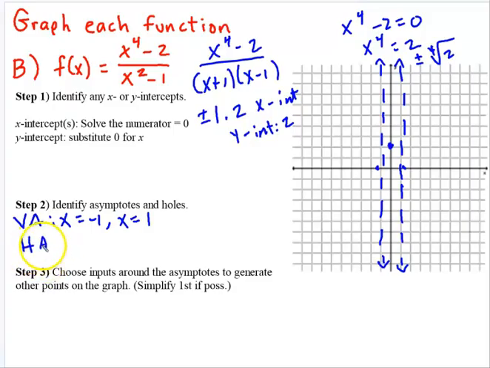Do we have a horizontal asymptote? Let's compare the degrees. The top degree is 4, bottom degree is 2. Since the top is bigger, we don't have to worry about a horizontal. Do we have an oblique asymptote? No, to have an oblique, it would just have to be 1 more degree. So we don't have to worry about an oblique in this case. Do we have any holes? No, nothing canceled.